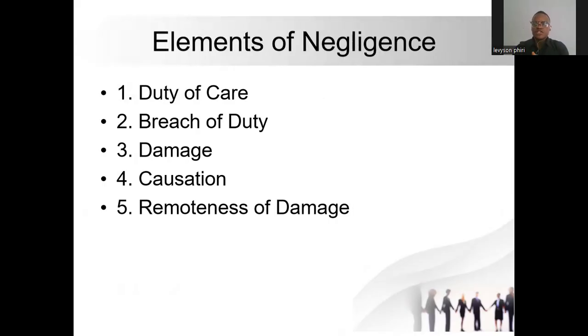So the elements of negligence. When we talk about the elements, these are just the components of negligence. One, we have duty of care. Number two, we have breach of duty. Number three, we have damage. Number four, we have causation. Number five, we have remoteness of damage. So we are going to look at all these in detail, but not that much detail because we're just dealing with the surface side.